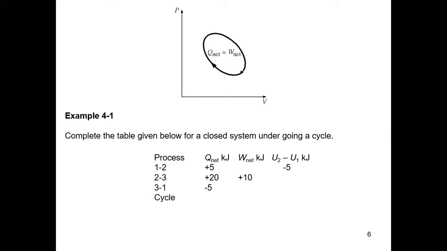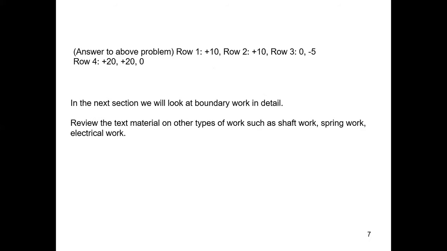Complete the table given below for a closed system undergoing a cycle. From 1 to 2, net energy coming in is plus 5, so U2 minus U1 is minus 5. From 2 to 3 is plus 20, and from 3 to 1 is minus 5 for Q net in kilojoules. Work net between 2 and 3 is plus 10.